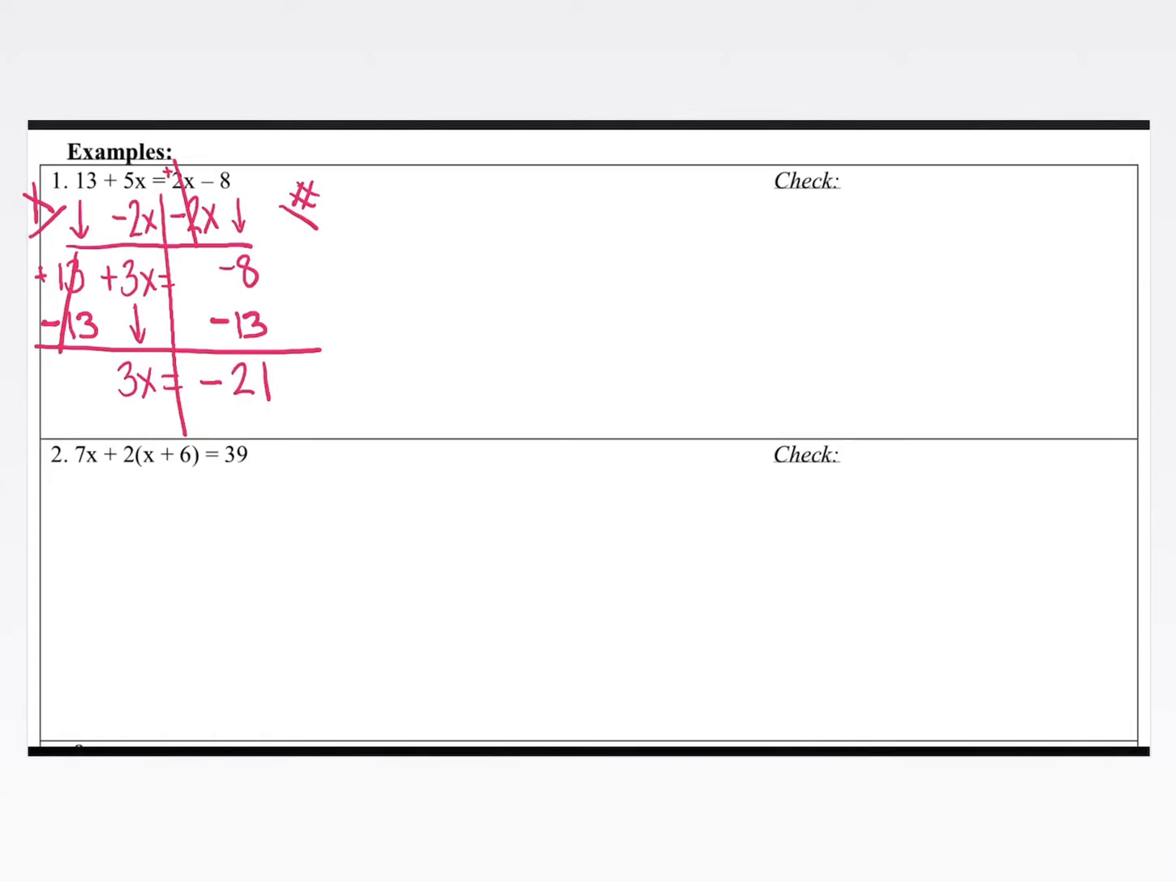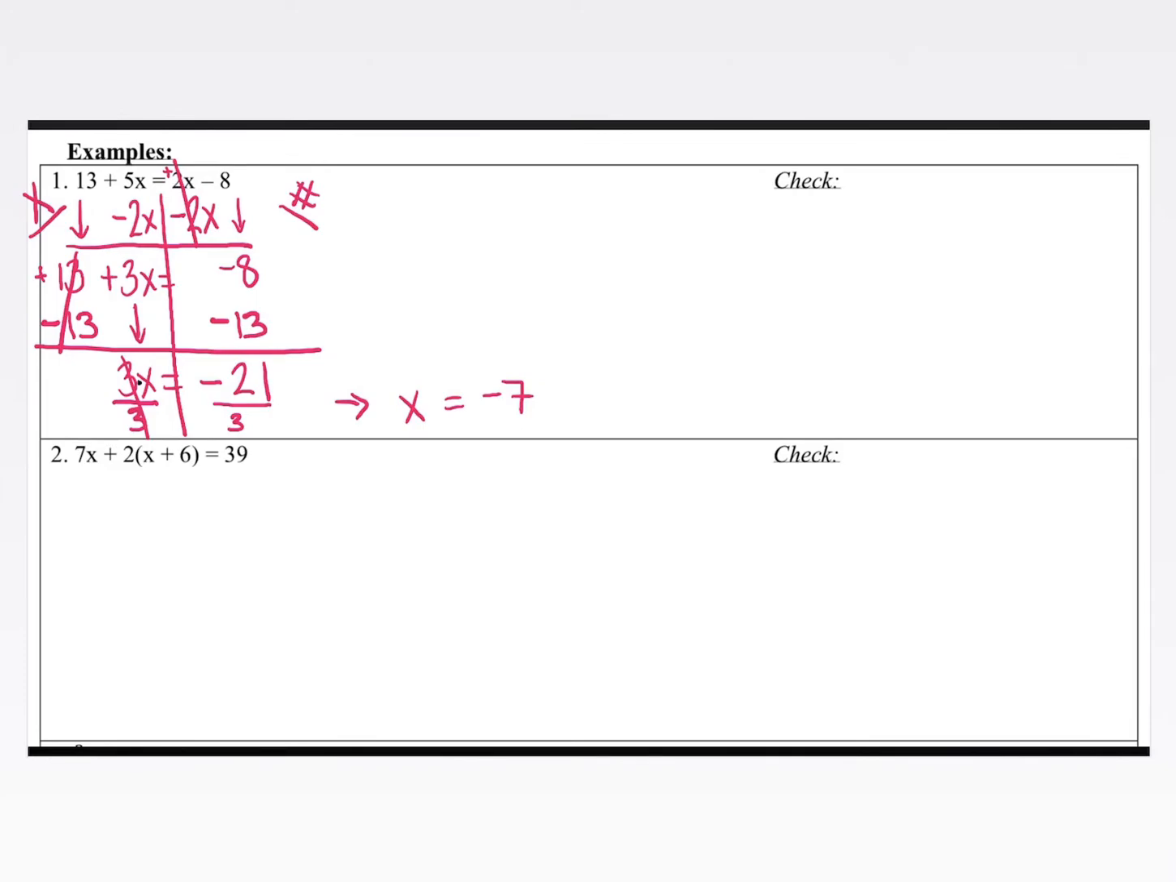One step to go. 3x equals negative 21. Now, like I said before in Part 1, this is really 3 times x. So the inverse of multiplication is division. We're now going to divide both sides by 3. On the left-hand side, it simplifies to 1x, or just x. I'm going to write it over here. And on the right-hand side, we have negative 21 divided by 3, which gives us negative 7.